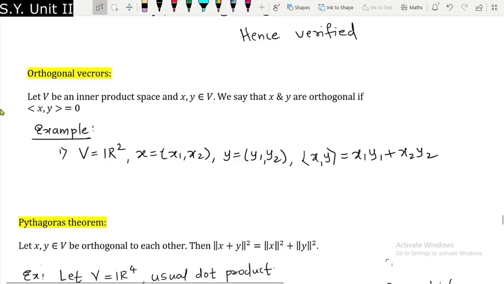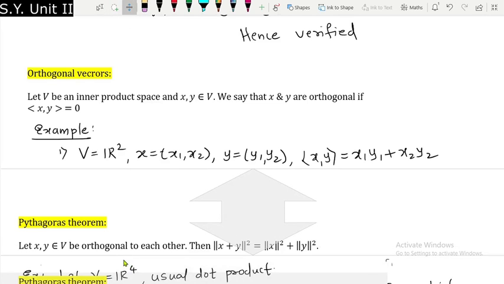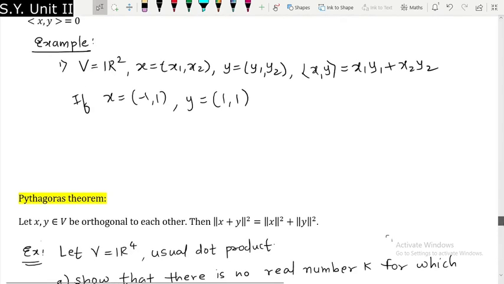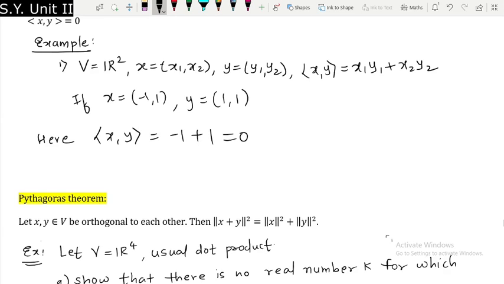Suppose my x is equal to (-1, 1) and y is equal to (1, 1). Are these two vectors orthogonal? Let us check. What will be the inner product of x with y? Here the inner product of x with y will be equal to -1 multiplied by 1 is -1, plus 1 multiplied by 1 is 1, which is equal to 0, and therefore you can say x and y are orthogonal.